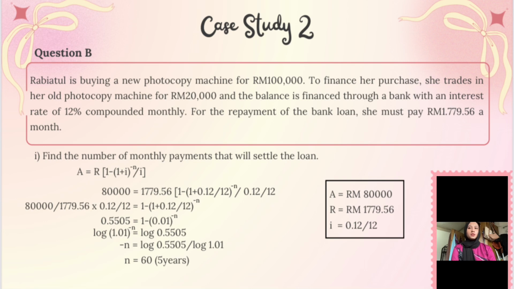Next, we rearrange the equation to isolate the exponential term. After simplifying, we get 1 minus (1.01)^(-n) equals 0.5505. Then, we move the 1 to the other side. So, (1.01)^(-n) equals 0.449549326.